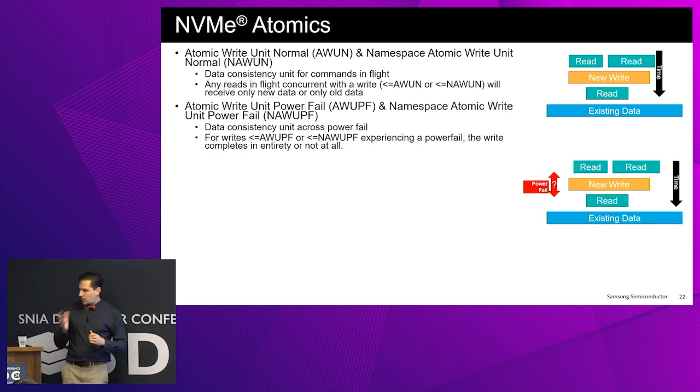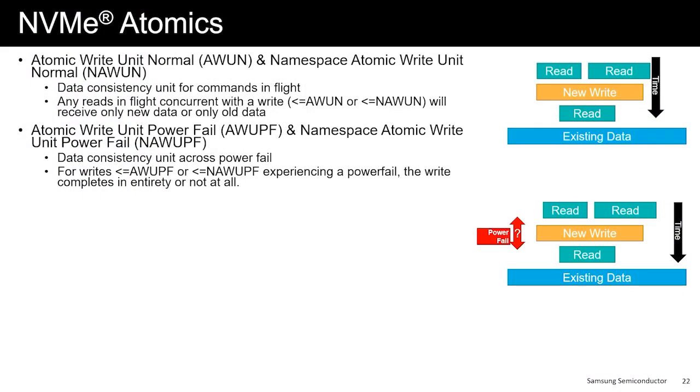The power fail adds on to that. When there's a question of what happens when power fail occurs and you had a write in flight, it'll add in and define that. So the power fail exception basically says that we have smaller boundaries, and within those boundaries, we will have the atomic consistency.